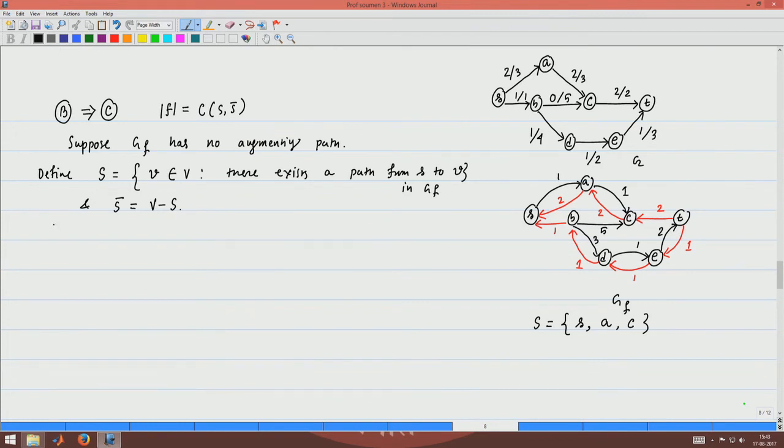Now, a few things. This S complement is an ST cut, as S is in S and T is in S complement, which is clear. So, here your S complement is B, D, E, T. The cut we have defined in general is an ST cut.